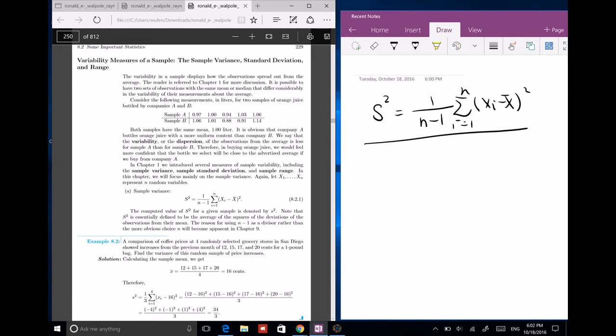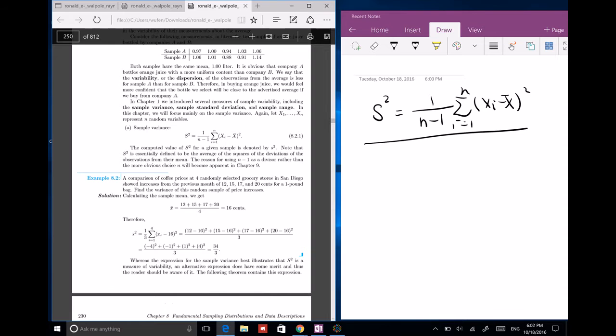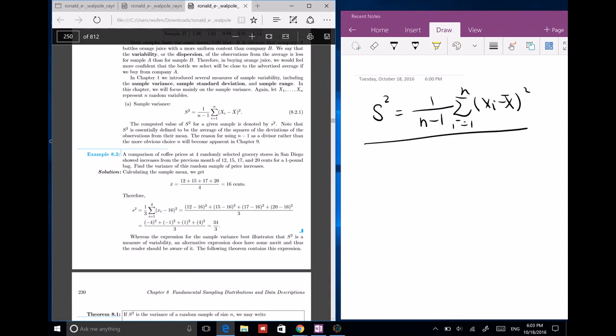Okay, so section 8.2 explains how you do the mean value. The sample mean value: add all the data together, 12 plus 15 plus 17 plus 20, divided by 4 is the mean value. And for the sample variance, you find the mean value, subtract it from each value, add all of them together, divided by... You have four numbers. The sample size is 4, so subtract 1, divided by 3, and you find the sample variance.